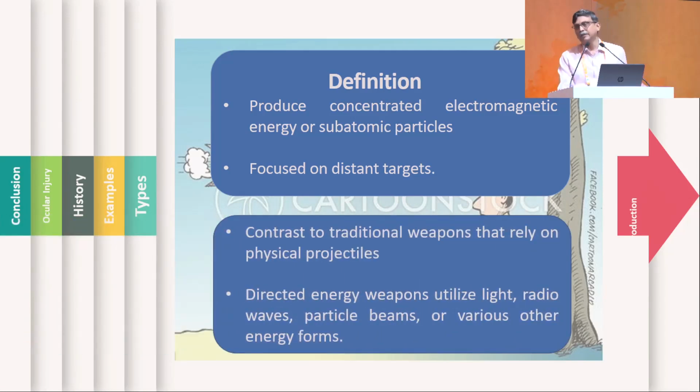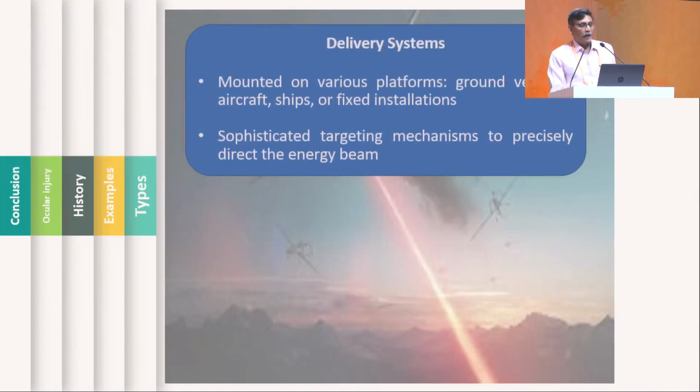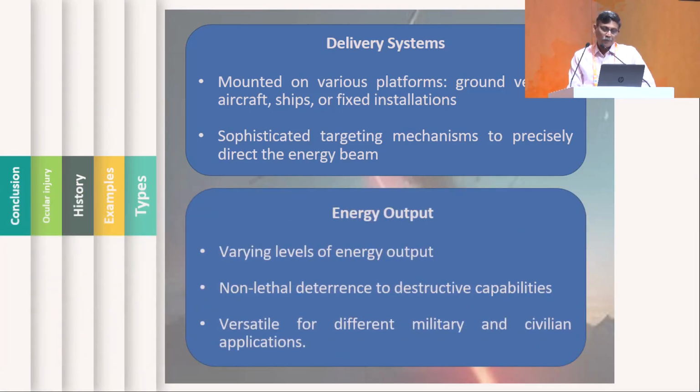And these, when you contrast them with traditional weapons, which basically rely on physical projectiles to deliver the payload, these directed energy weapons can utilize any of these forms: light, radio waves, or other energy forms. And delivery systems can be mounted on a variety of installations, right from aircraft and ships to fixed ones. And these have sophisticated targeting mechanisms which precisely help direct the energy beam.